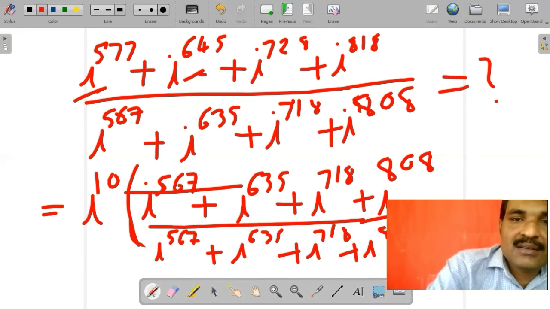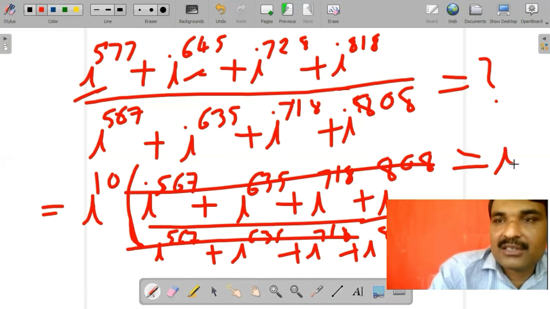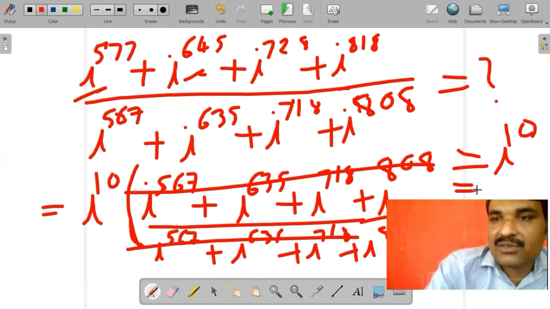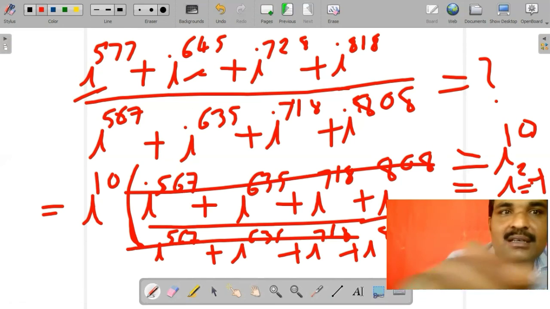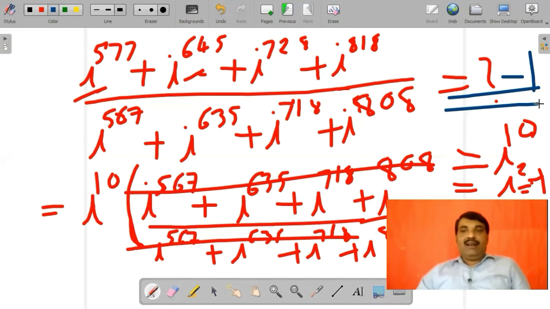Okay. So this term and this term get cancelled. Both are equal. So the remaining term is iota raised to 10. What is iota raised to 10? Iota raised to 10 is equal to iota square. Iota square is equal to minus 1. Right. So the value of this expression is equal to minus 1.